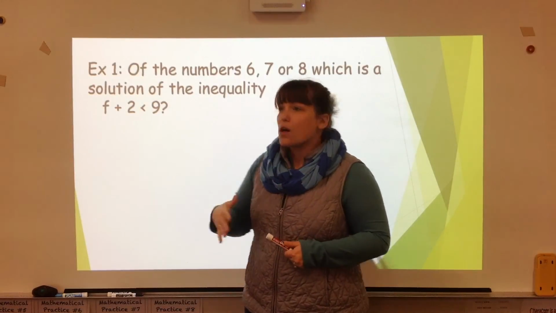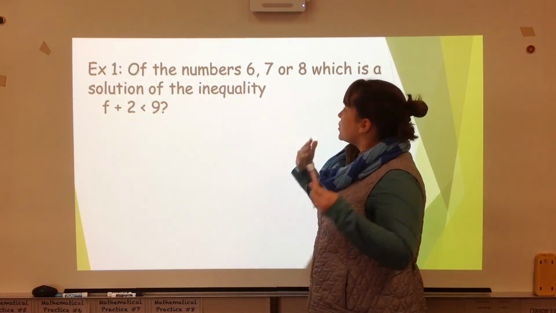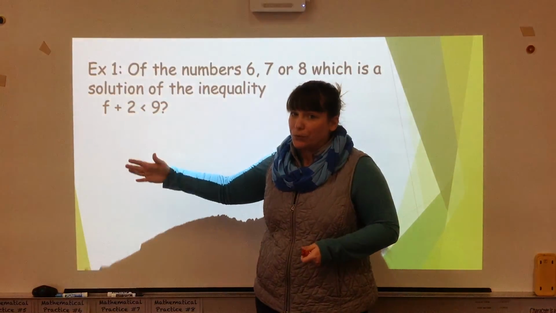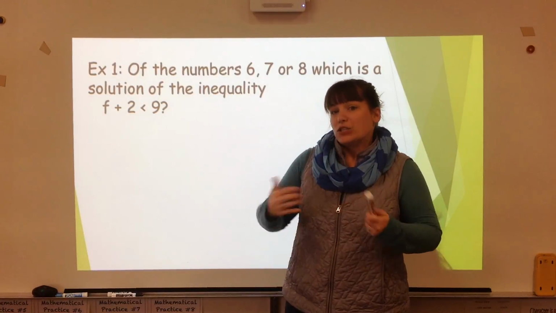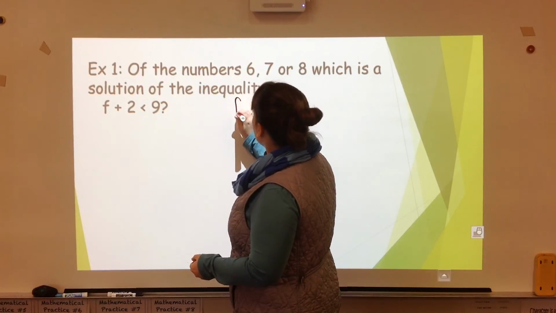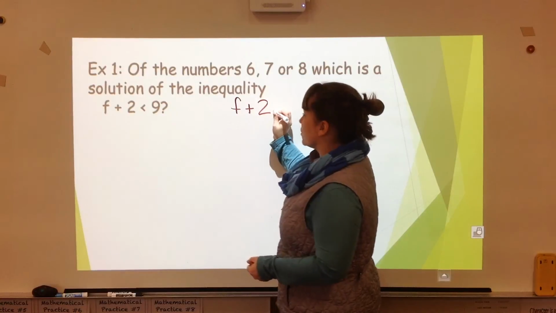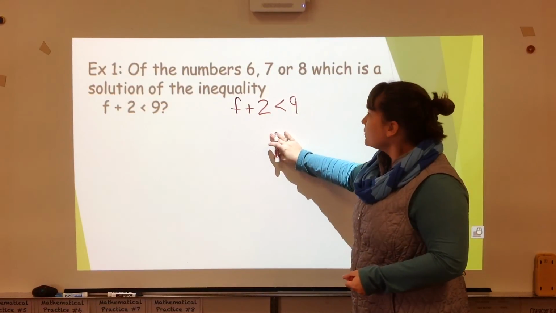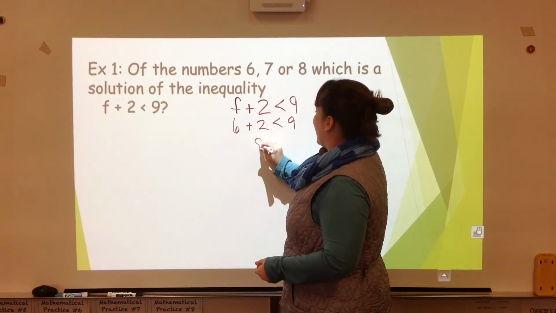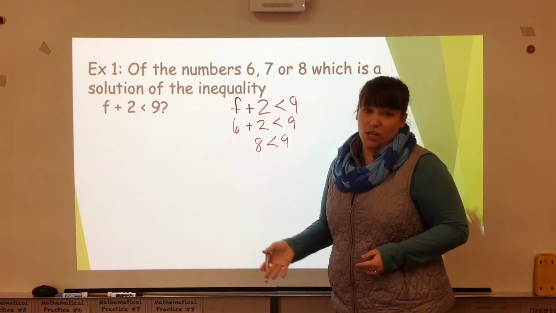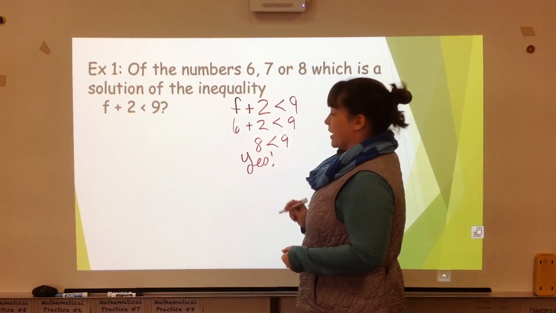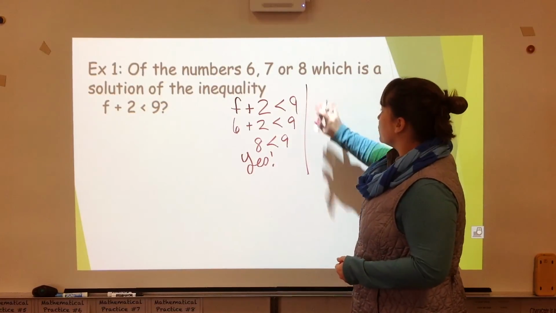So example 1: of the numbers 6, 7, or 8, which is a solution, or which number works to make the inequality true? So what we have to do is try each one. We're going to try each one by starting with the inequality f plus 2 is less than 9. And we're going to pluck and plop the first number in, and then add, and then ask ourselves, does it work or not? Is 8 less than 9? It is, yes.